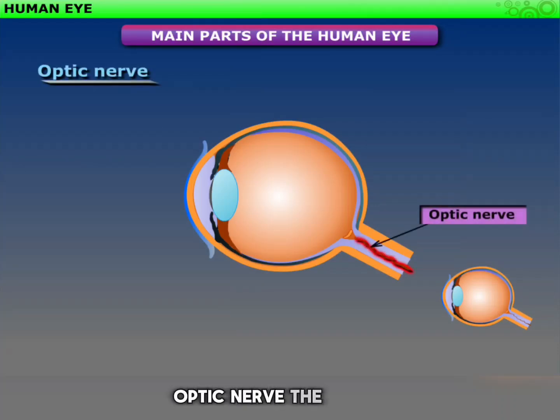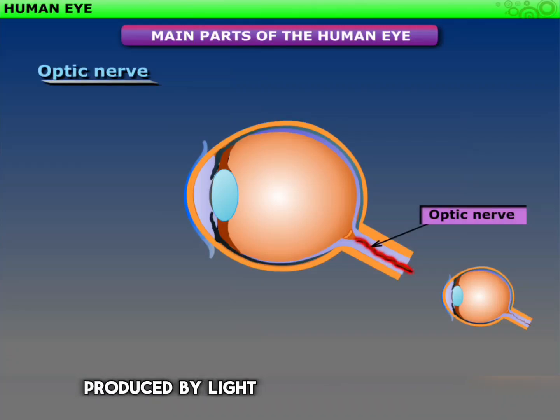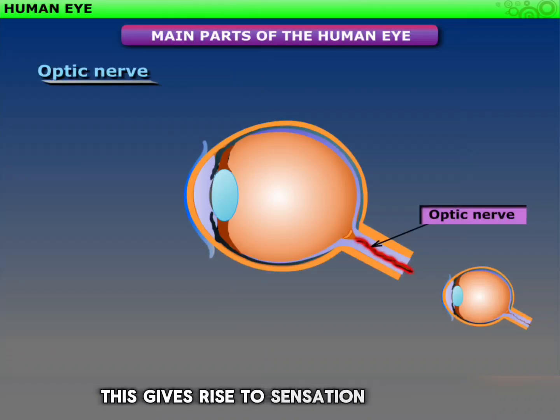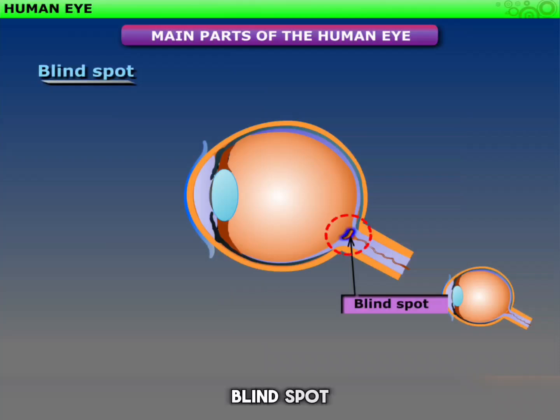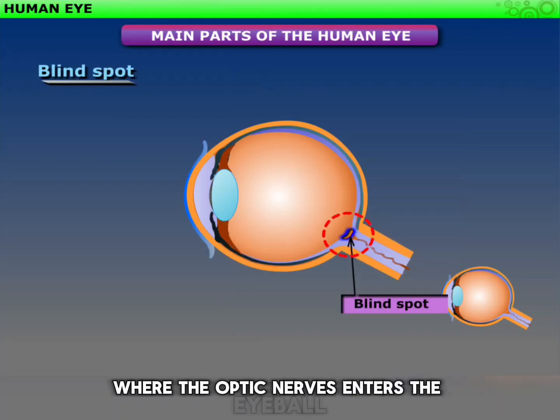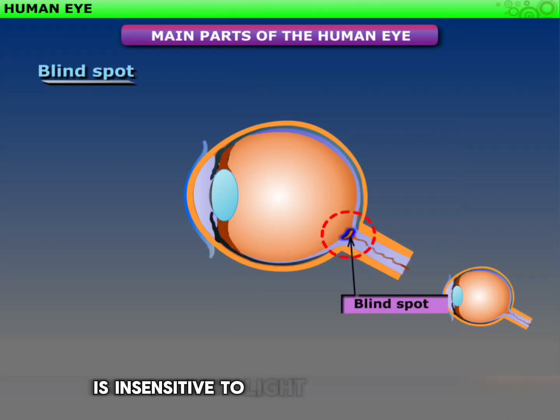Optic nerve. The retina sends electrical signals produced by light-sensitive cells to the brain through the optic nerve. This gives rise to the sensation of vision. Blind spot. A small region of retina where the optic nerve enters the eyeball is insensitive to light and is called blind spot.